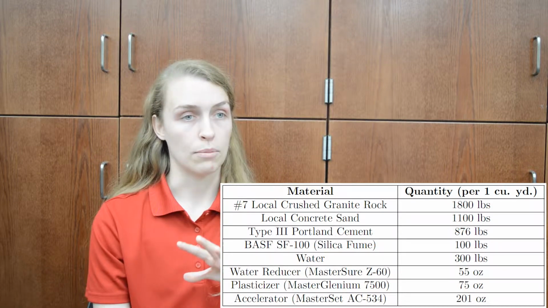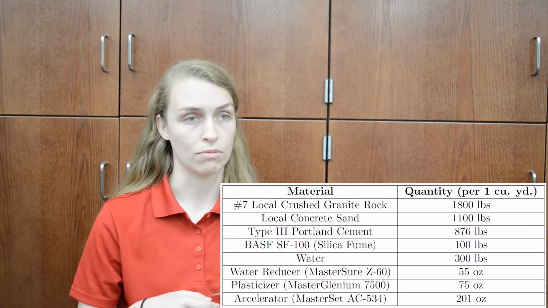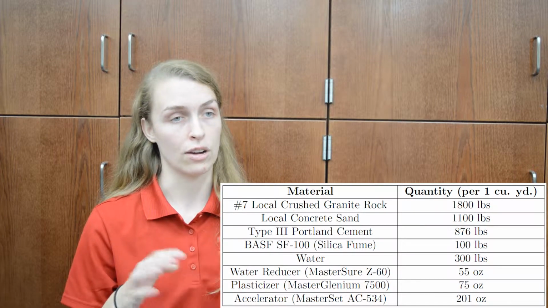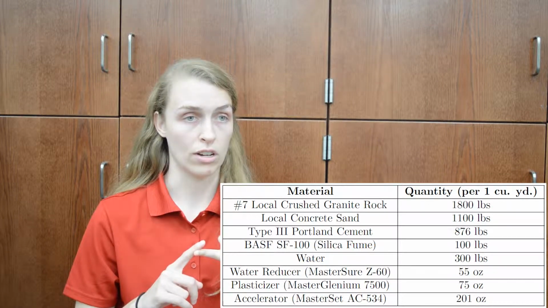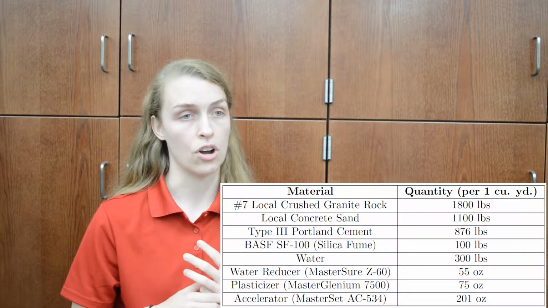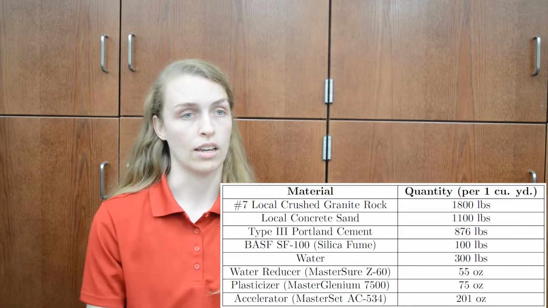After that, we had some admixtures in our mix. The silica fume decreases the workability of the mix, so we added some plasticizer and water reducer to make sure that, one, we could have a lower water cement ratio and get more strength, but also so that we'll still have good workability later on. We also had an accelerator, again, to make sure that we could get that early strength gain.